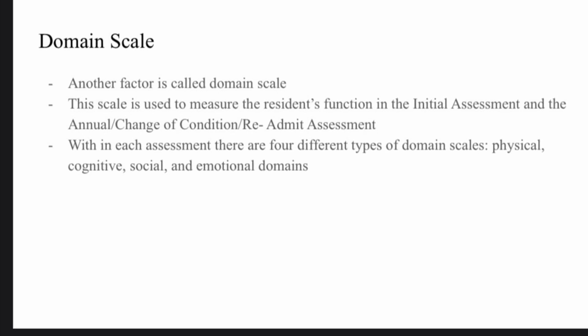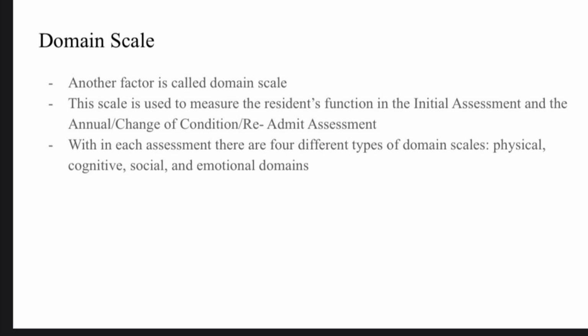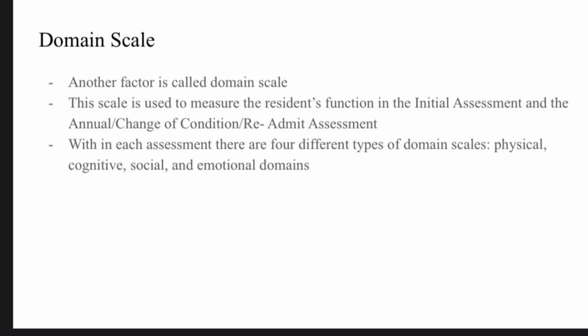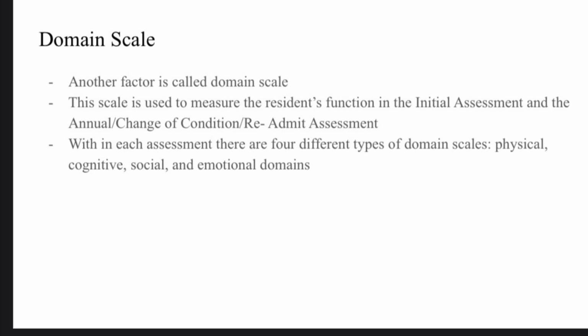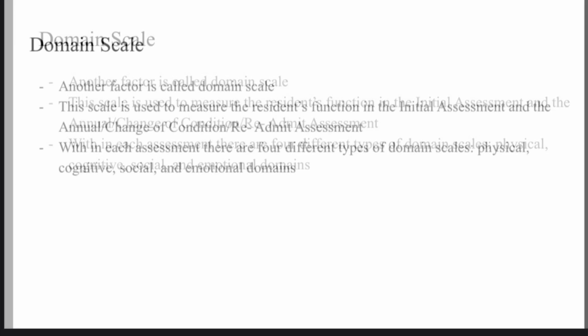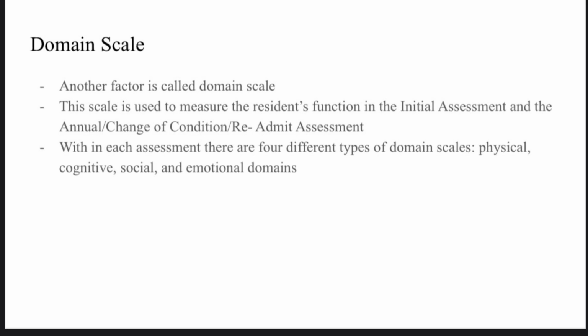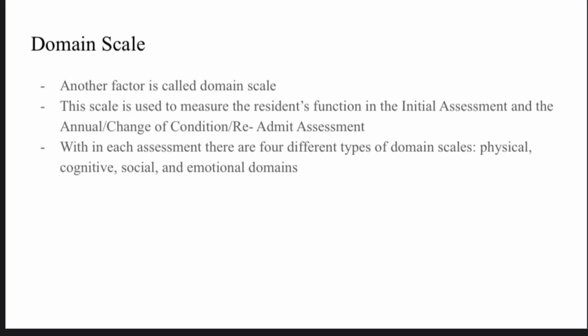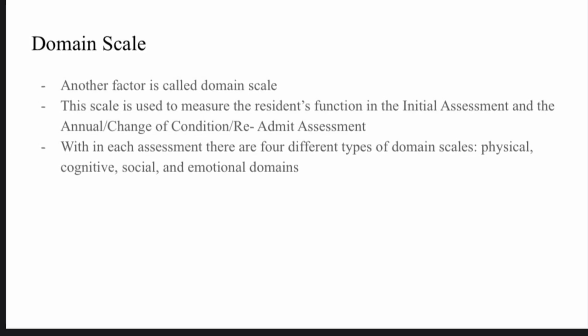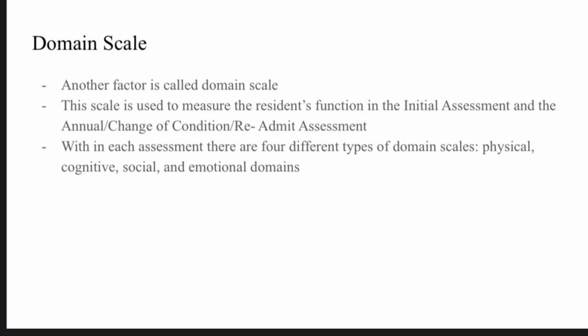These domain scales list 10 items, and within these 10 items, they are split into 3 sections. The first section, Section A, has 3 items that correspond to high functionality. Section B, the second section, consists of 4 items that correspond to moderate functionality. And the last section, Section C, consists of 3 items that correspond with low functionality.